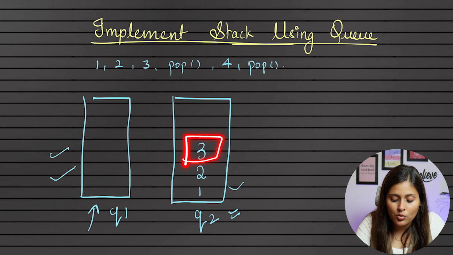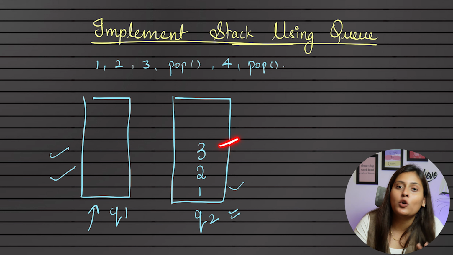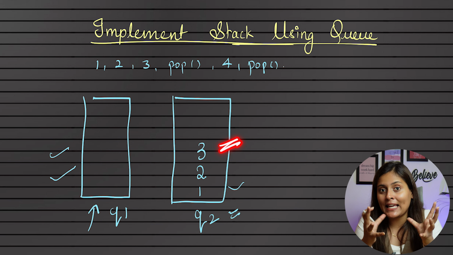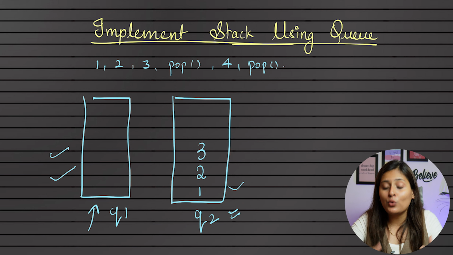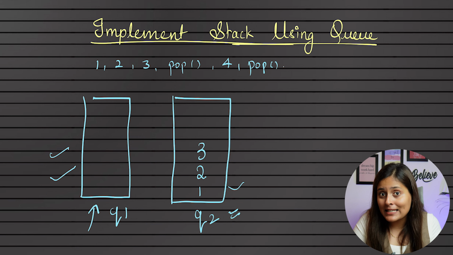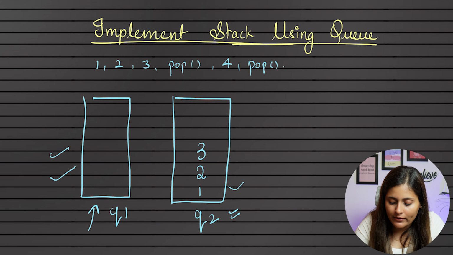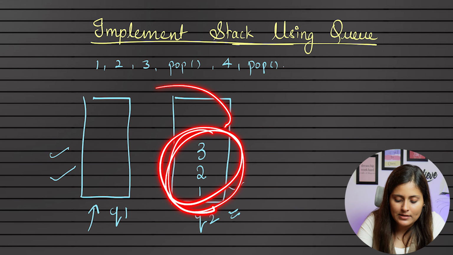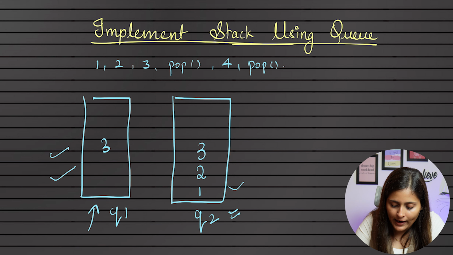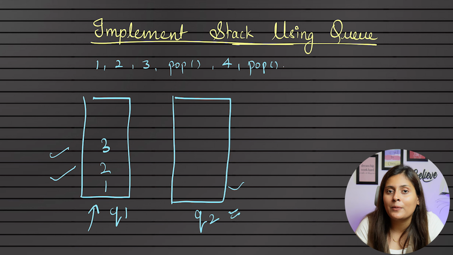3, correct. So what I said, from Q2 we will not pop, because Q2 we are always taking empty, to bring our top elements, like recent elements at the top. So now whatever is in the Q2 we will just copy paste in Q1. So it will become 3 2 1, and now again Q2 will become empty, correct?